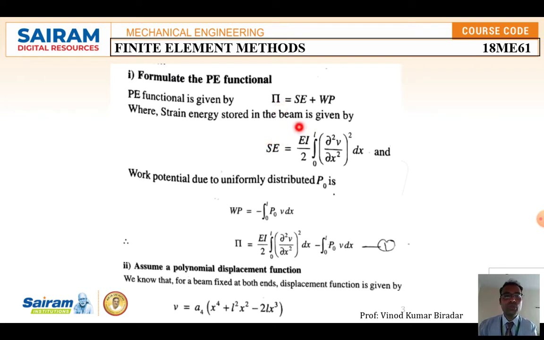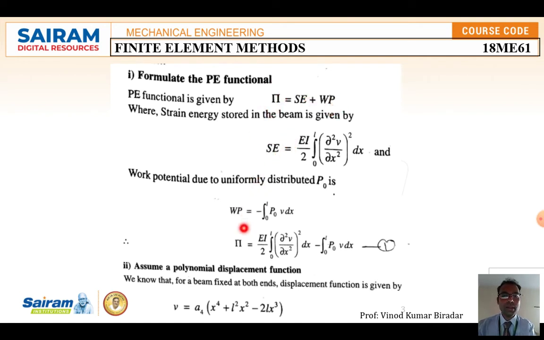Strain energy is equal to EI by 2 integration from 0 to L of the square of dou square v by dou x square dx, and work potential is due to the uniform distributed load, the external load, which is given by minus integration from 0 to L of P0 into deflection v, where v stands for deflection, into dx. Once you know these two equations, you have to substitute them in the potential energy function equation.